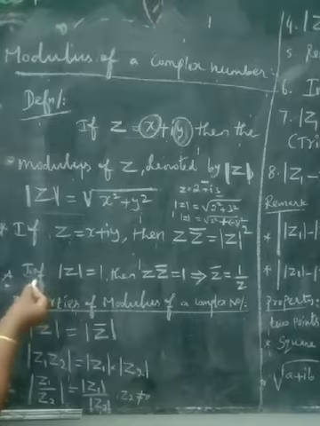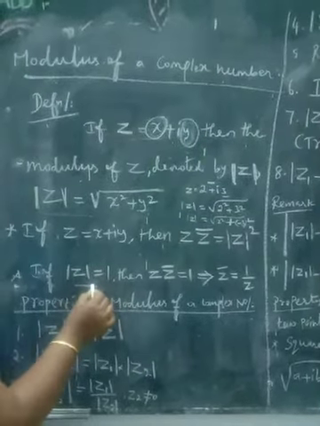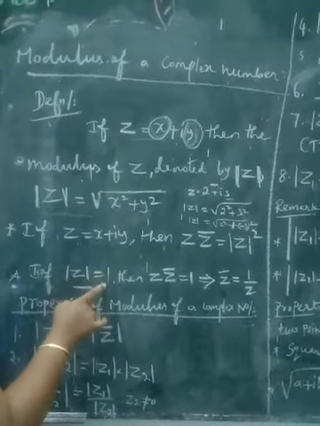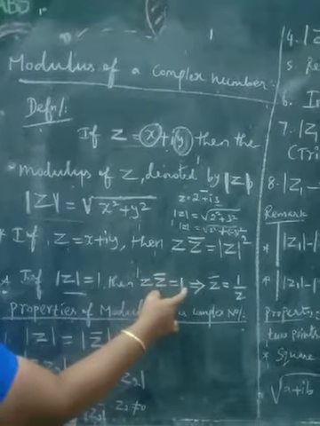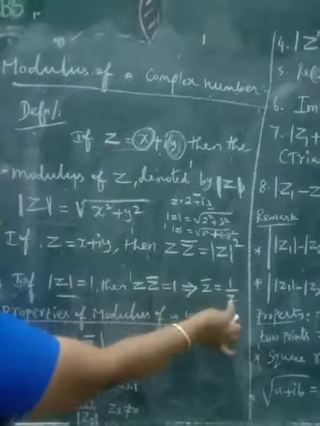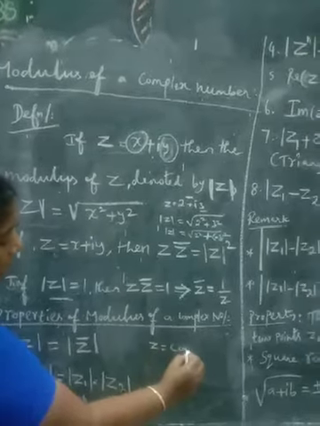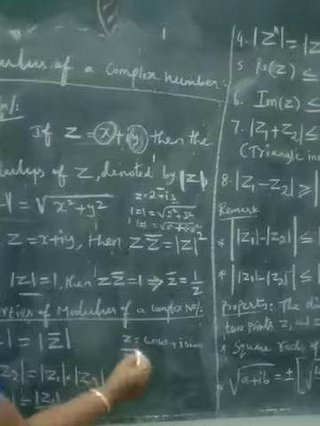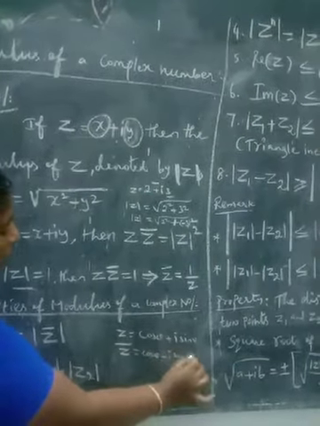Then another property. If mod z equals 1, this is very important. If mod z is equal to 1, then z into z bar is equal to 1, which implies z bar equals 1 by z. See, let us consider an example. Z equals cos theta plus i sin theta. Now what is the conjugate? What is z bar? Cos theta minus i sin theta.